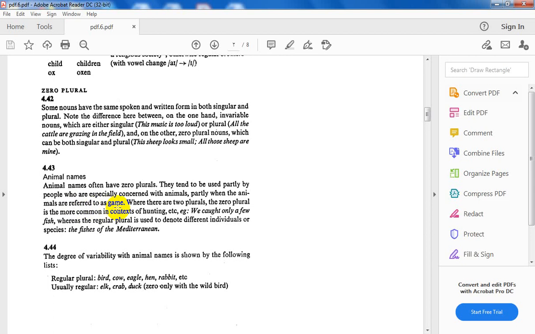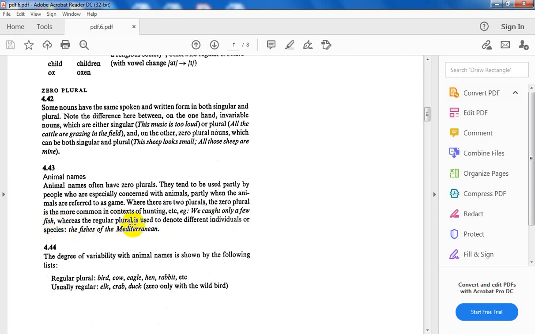There are some people who are especially concerned with animals, considering the animals are referred to as game. There are two plurals. The zero plural is the more common in the context of hunting. We count only a few fish. Fish here, why is it zero plural? Because the context here is hunting, catching.